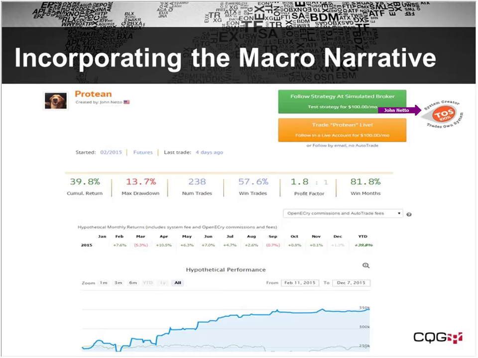You can see that I started this in February, incorporating Neil's daily macro narrative on top of my technicals, with a $250,000 account, which is the hypothetical starting value. Again, please consult all of the risk disclosures. It is up 39.8% this year. If you go to collective2.com, you can get more details, and we'll show you the trades I put on.